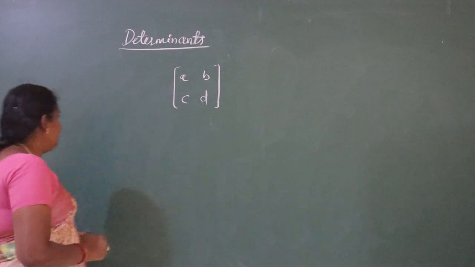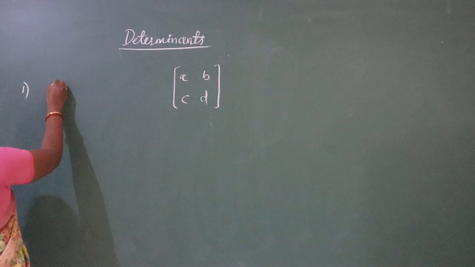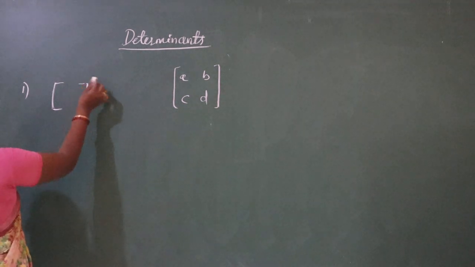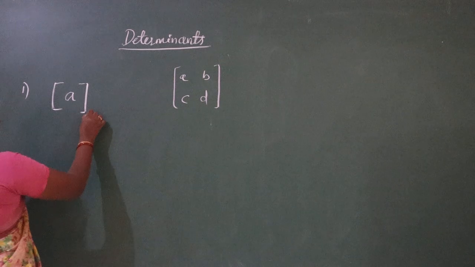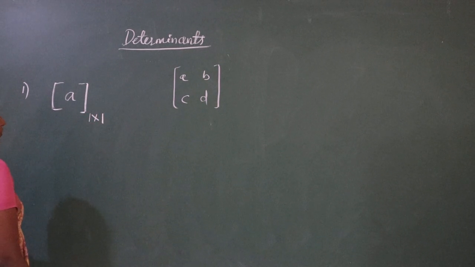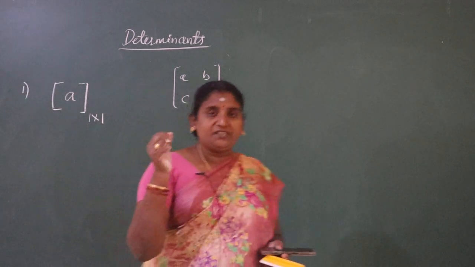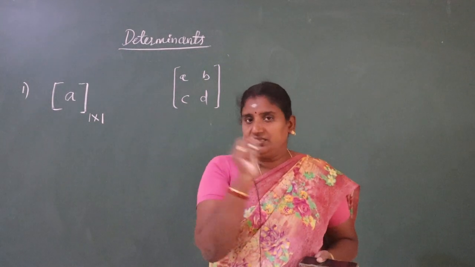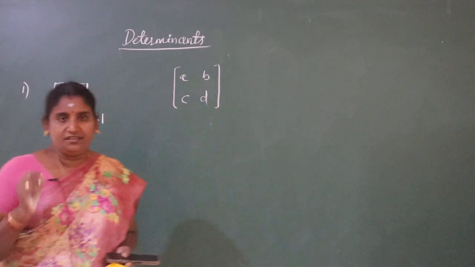Suppose we have a square matrix of order 1. Order 1 means it contains only one element, A. It is a matrix of order 1 by 1. So what is the determinant value, and how can we represent it? The determinant value is denoted by det A. We call it det A.